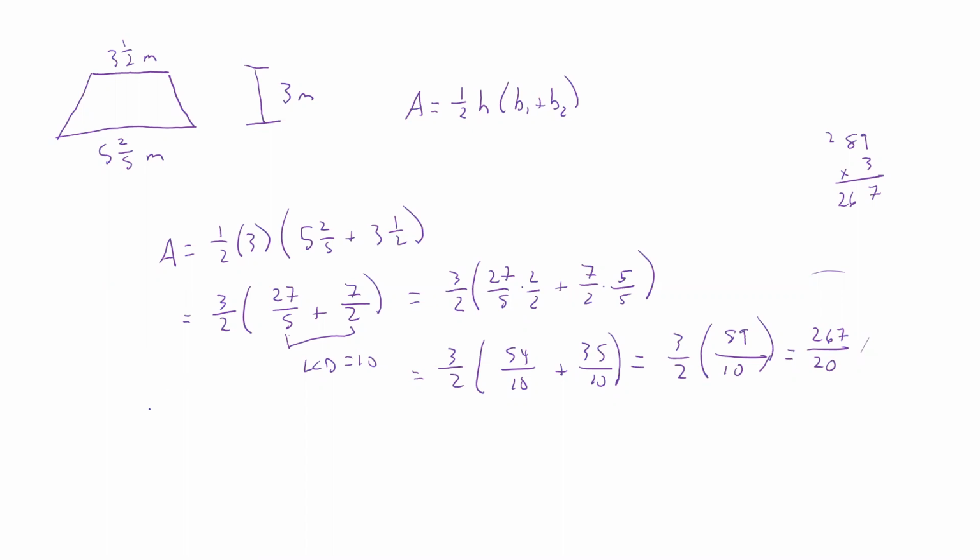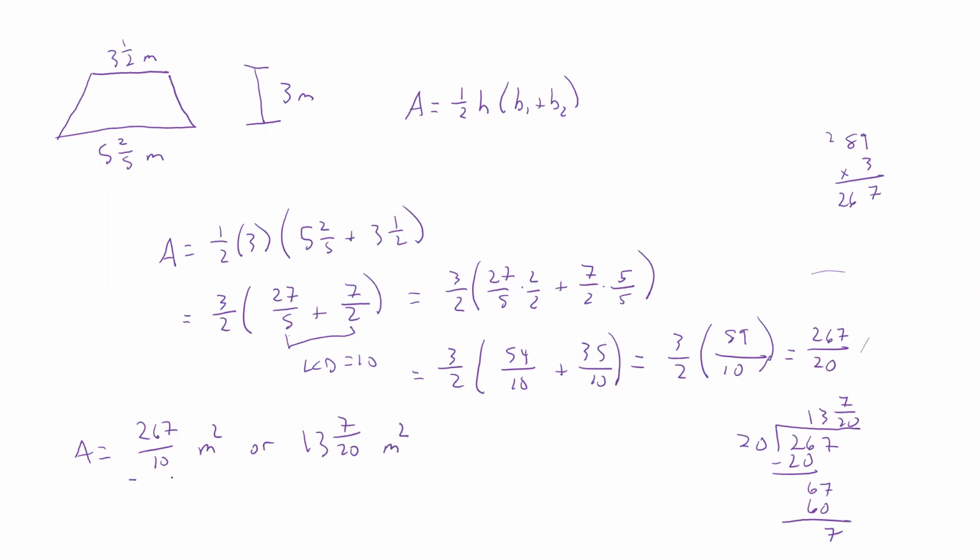Now we have to do that division, because what we could say is the area is equal to 267 over 20 meters squared, or now if we take 20 into 267, that's going to be 1, that's 20, subtract, that's going to be a 6, bring down our 7, that's going to be a 3, so that's going to be 60, that's going to be a 7, so that's going to give us 7 over 20, or it's going to be 13 7/20 meters squared. So if improper fractions are fine, that would work. If not, here is our mixed number.